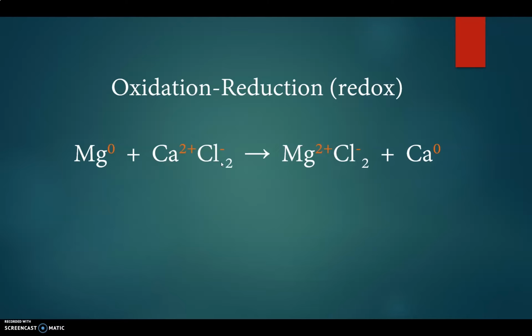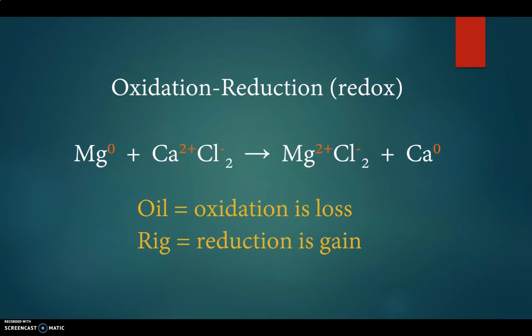The chloride stayed the same. The charge didn't change, so just like we had back in double displacement reactions, we refer to the chloride here as a spectator ion. So a redox reaction simply means we have oxidation and reduction. One atom always has to be oxidized. In that case, it was the magnesium. And one atom has to be reduced. In this case, it was the calcium.